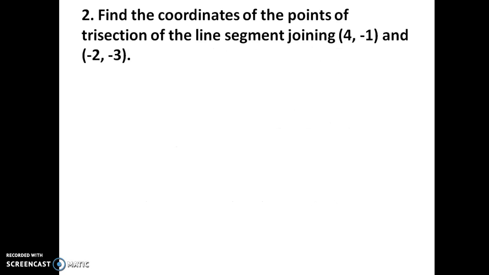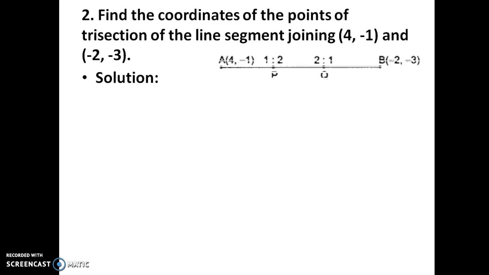Then next problem, find the coordinates of the points of trisection of the line segment joining (4, -1) and (-2, -3). Trisection means 3. In trisection, the line is divided into three sections. So you can say the given coordinates are A and B, and in between these two points you have 2 more points, so that the line is divided into 3 sections, 1, 2 and 3.